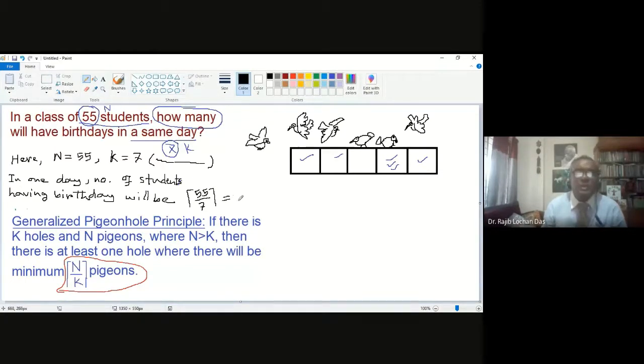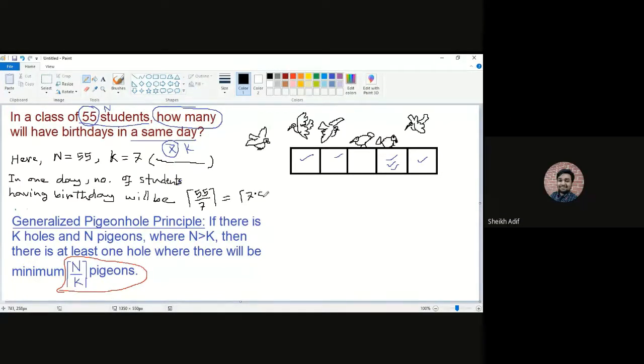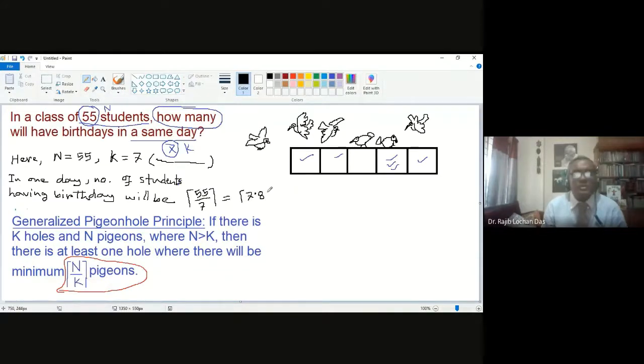So it will be ceiling of 7.8 something, say 7.86. So this is the ceiling of 7.8. That means 8. So there will be 8 persons who have at least. I mean, there may be 9 also, because it is written minimum. At least 8 persons will be there who have the birthday on the same day.